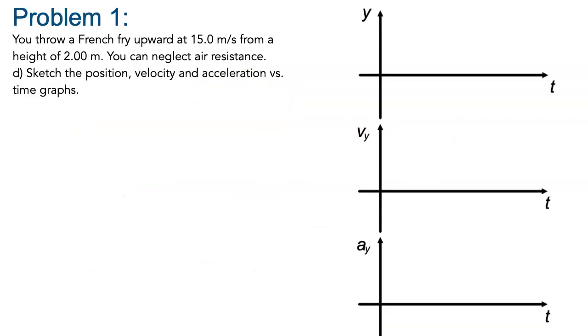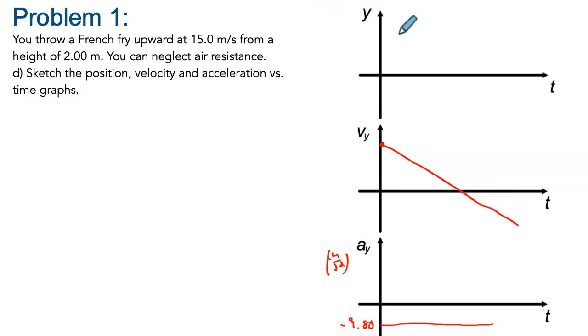Finally, the last step is to draw the graphs. So I think it's actually easier to start with the AY graph. And this one we know is just a constant value. And actually we know what constant value it is. We know it's minus 9.80, in meters per second squared. For the velocity, we know that the velocity starts positive and eventually it ends up being negative because the fry is falling back down. And we know that the slope will be constant because the acceleration is constant, and we know that the slope will be negative because the acceleration is negative. So we'll get something that will look like that.